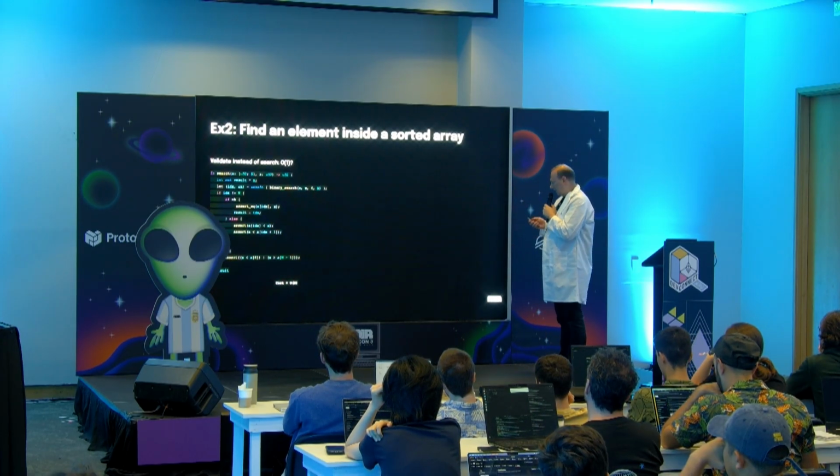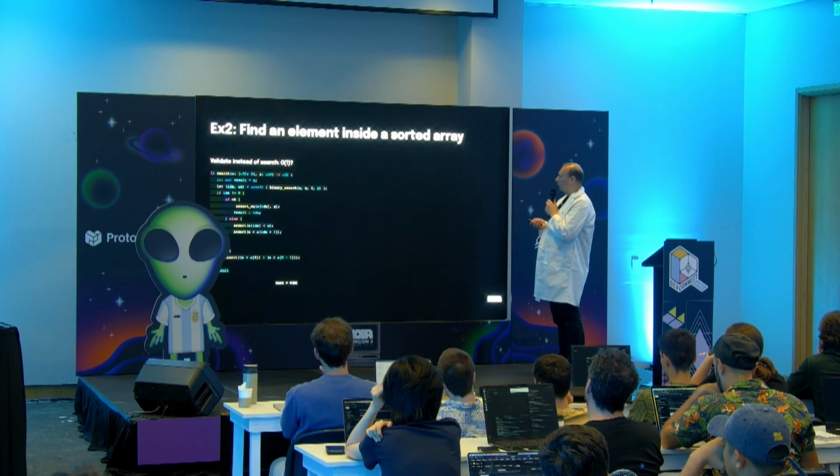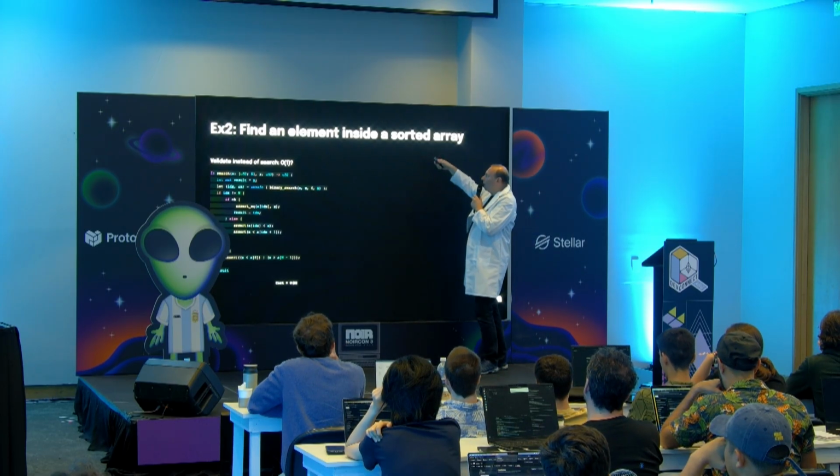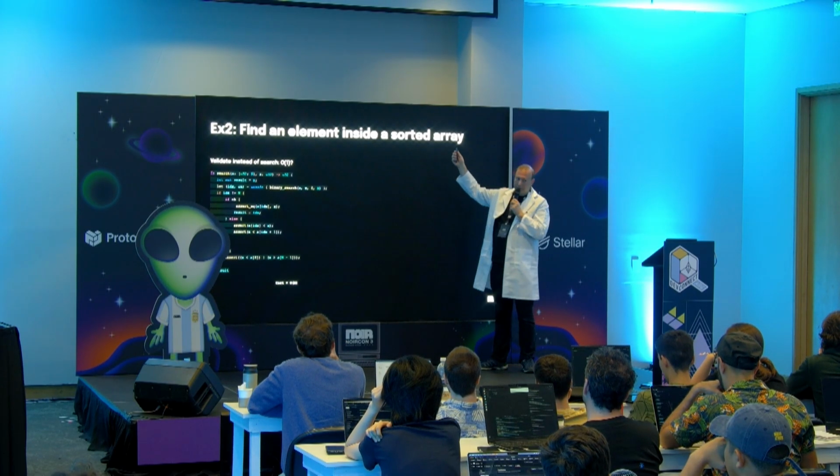All right. So now we know how to find an element in a sorted array, but my next question is, how do we sort an array?